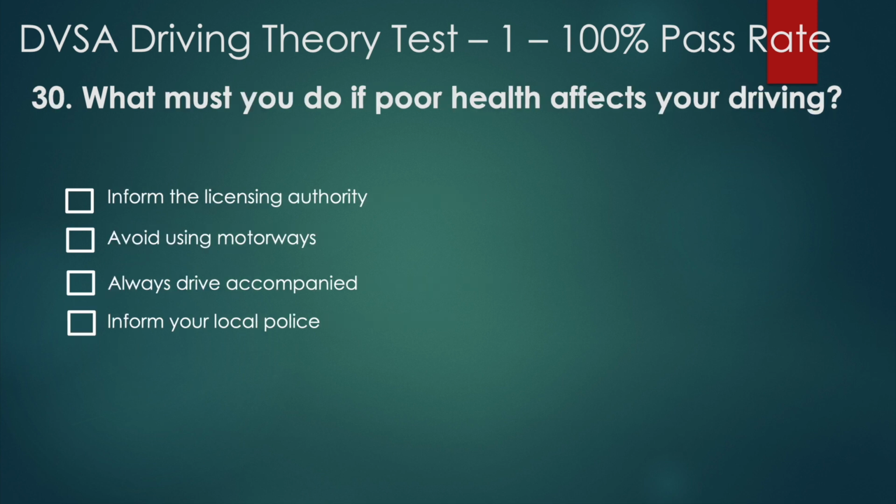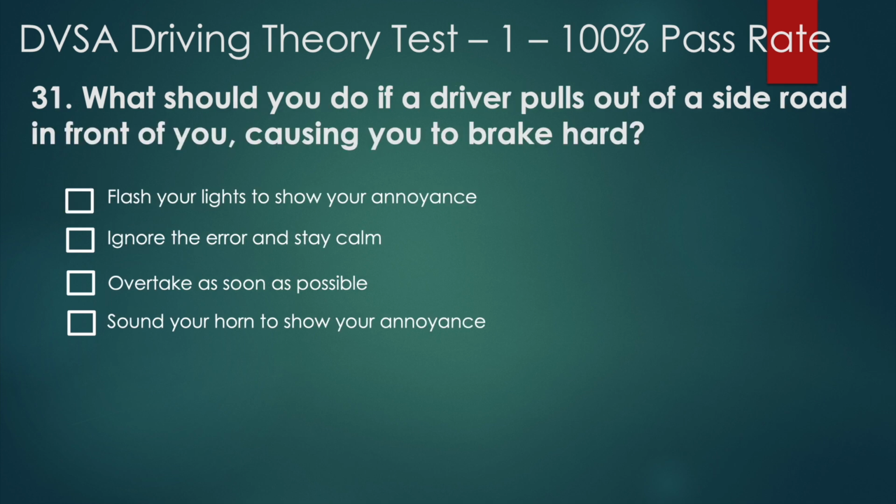30. What must you do if poor health affects your driving? A. Inform the licensing authority. B. Avoid using motorways. C. Always drive accompanied. D. Inform your local police. And the answer is A. Inform the licensing authority.